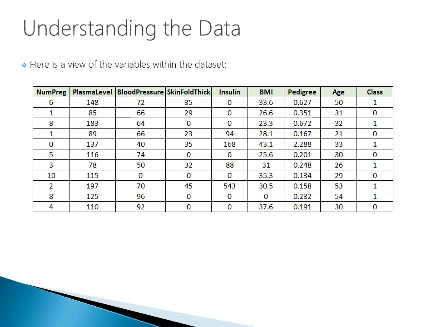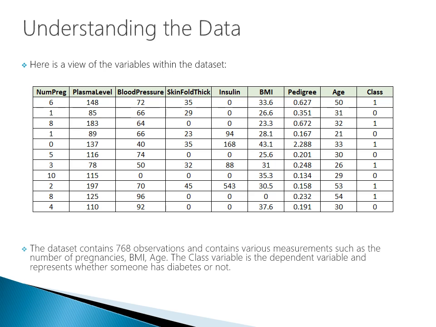Here is a view of the variables within the dataset. The dataset contains 768 observations and contains various measurements such as number of pregnancies, BMI, age, and the variable of interest for us, the dependent variable, is the class variable, and that represents whether or not somebody has diabetes. So we want to use this set of information to make the prediction onto the class variable.